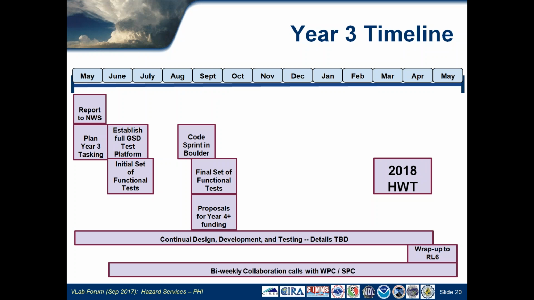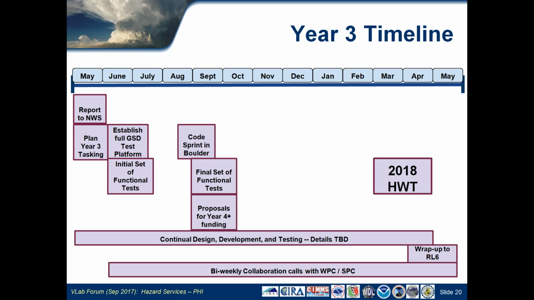So we need to develop the final set of functional tests. I think that's in progress. There are functional tests there, but we need to polish those off. And then we'll continue to design, develop, and test through the year. Starting in March and April, we'll then have the final HWT Hazardous Weather Testbed. We're also doing biweekly collaboration calls with WPC and SPC, and we'll be doing a little bit of work in that arena of more of a national center perspective on probabilistic information.